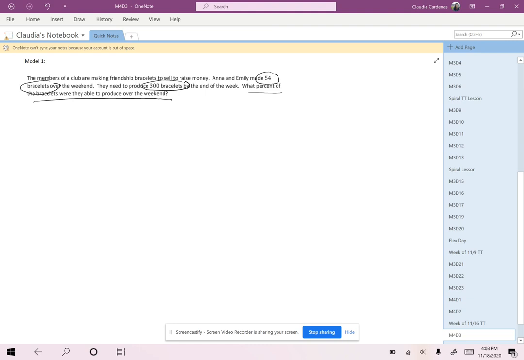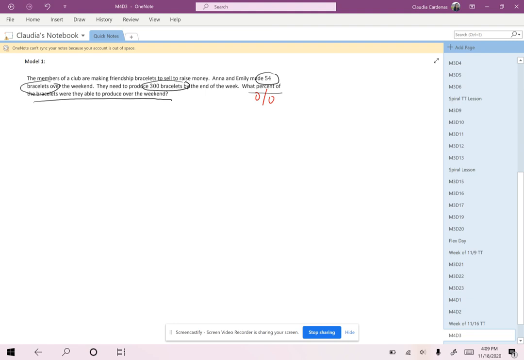It then says they need to produce 300 bracelets by the end of the week. Again, this could be our total or a part depending on what the question is asking us to find. Well, it says, what percent of the bracelets were they able to produce over the weekend? So I know that we are missing the percent, so this will stay as the missing variable. But how can we determine which one is the part and which one is the total?